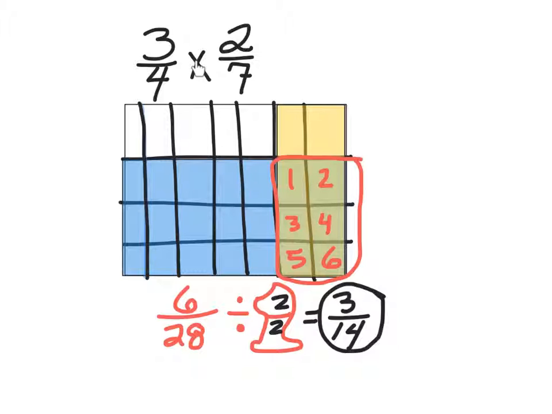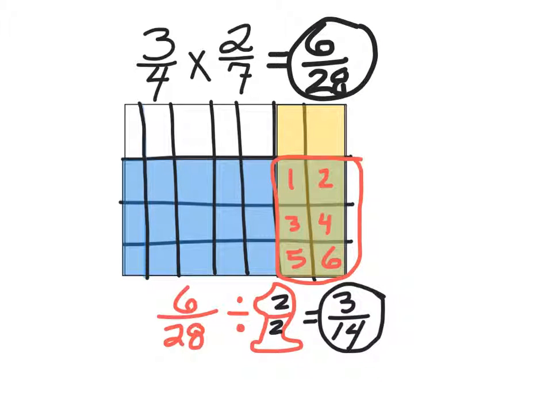And when you're multiplying fractions, super simple. Multiply the numerators and multiply the denominators. So let's go ahead and we'll start with multiplying the numerators. 3 times 2 is going to give me 6. And then 4 times 7 will give me 28. And voila, my friends, 6 28ths agrees with our mathematical model right there of 6 out of the 28.